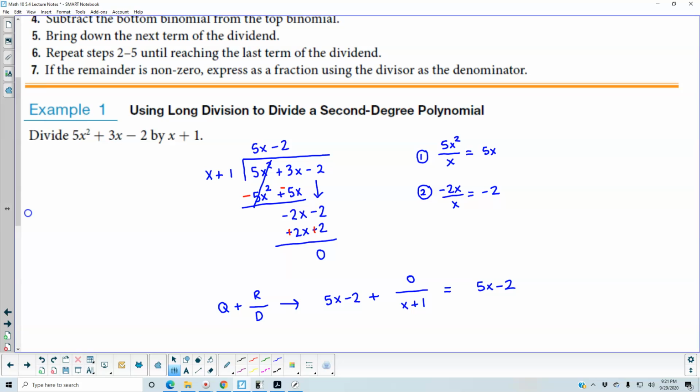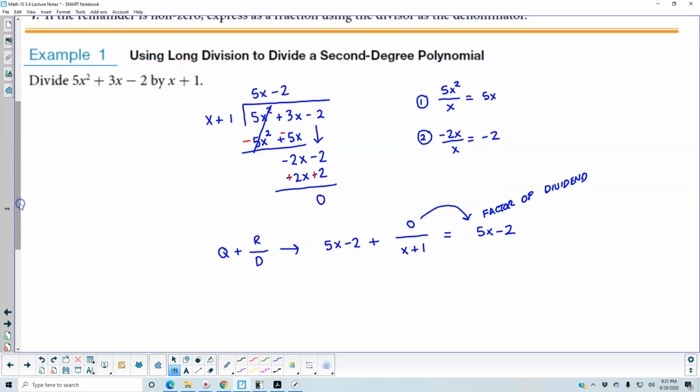Now, because we get a remainder of 0, that says that this is a factor of the dividend. Why do we mean that? That's because if we take x plus 1 and multiply it by 5x minus 2, then we should get the dividend. So let's go ahead and multiply that. If we use either FOIL or the box method, we have x and 1, and 5x and minus 2.